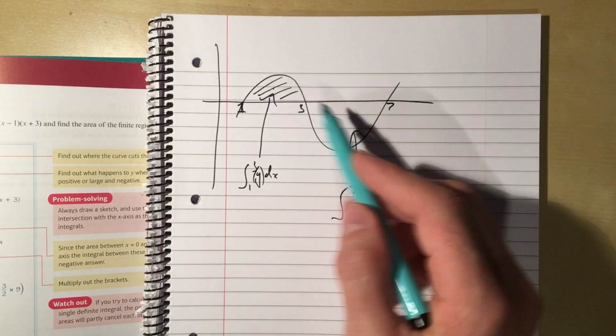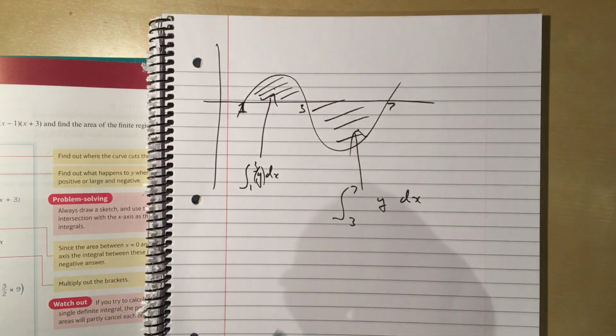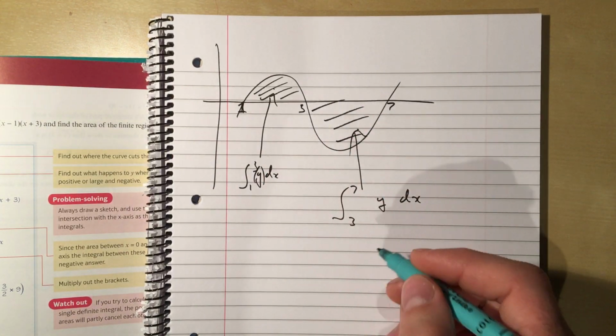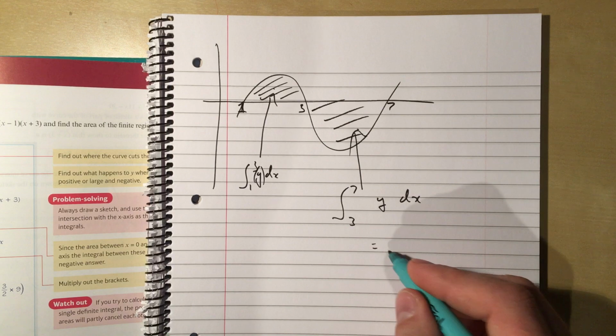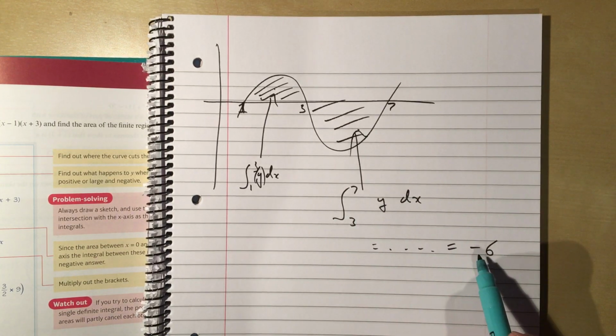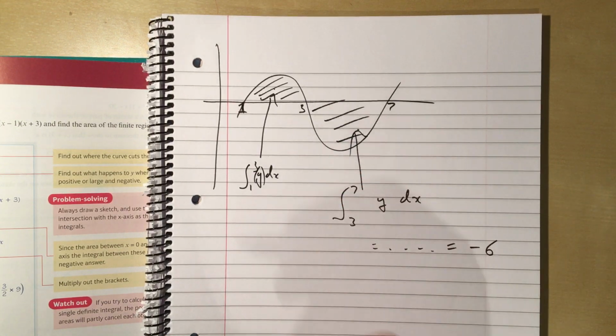So if I actually want to find that area there and this area here, I need to do this integration and do this integration, do them separately, and then add the answers together. So when this area comes out, I don't know, that integral comes out to be minus 6, but the area is actually 6. So areas under the axis come out negative.